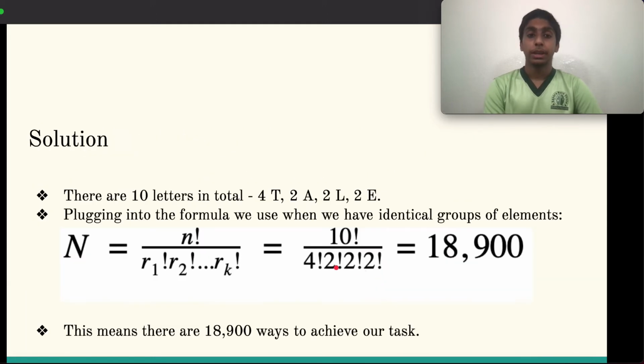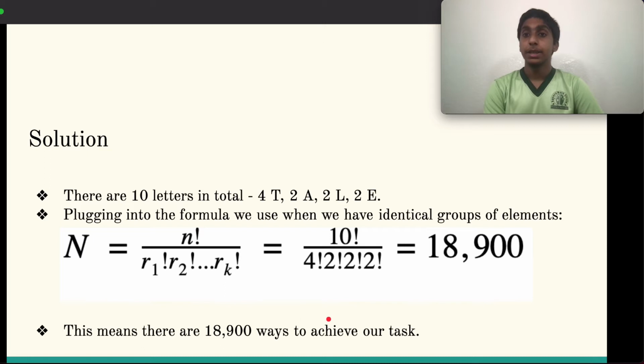Okay, so I'm going to come back here. So what does it tell me? It tells me that we have 10 letters in total, and I have 4 T's, so that's my R1, 2 A's, my R2, 2 L's, that's my R3, and 2 E's is my R4. So when I put this into my formula, I'm going to get 10 factorial over 4 factorial times 2 factorial times 2 factorial times 2 factorial. So when you calculate that all out, that's a lot of multiplying. But when you do that, you're going to get 18,900. So there are 18,900 ways to achieve our task.